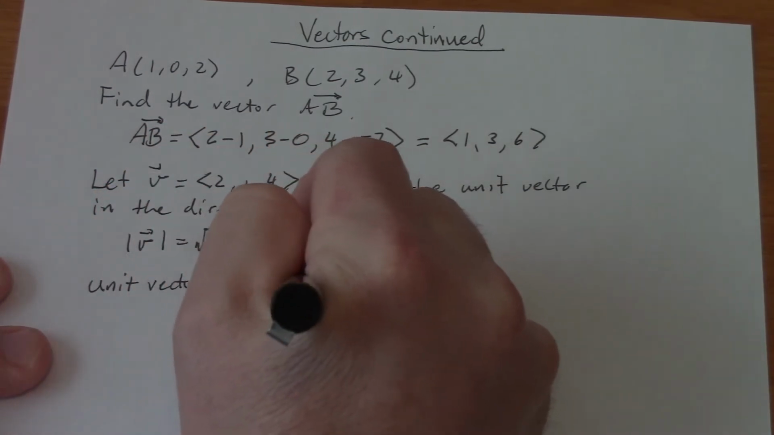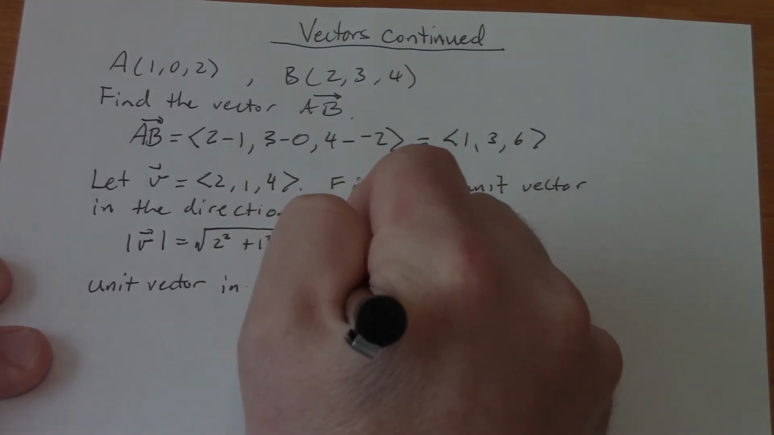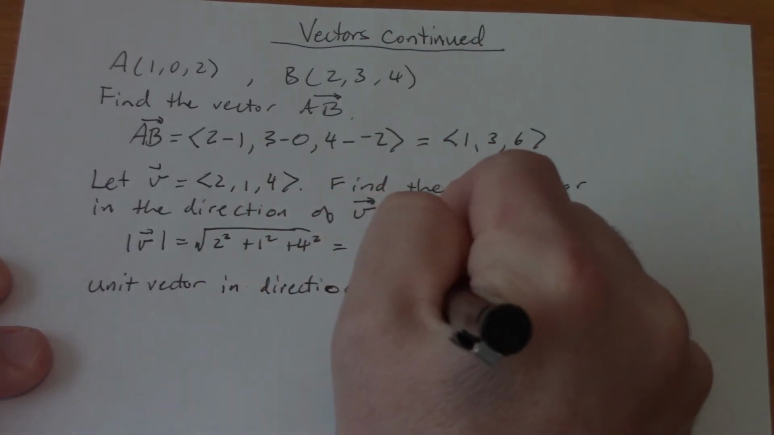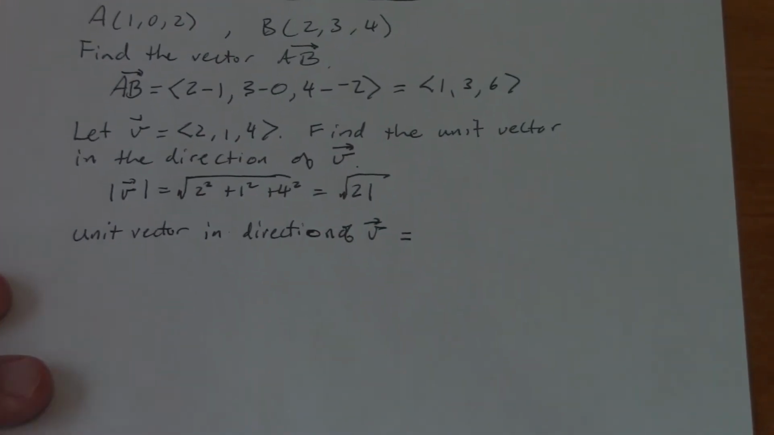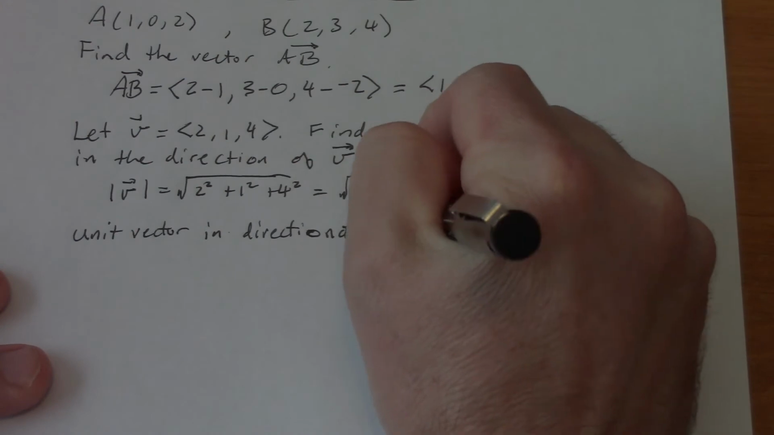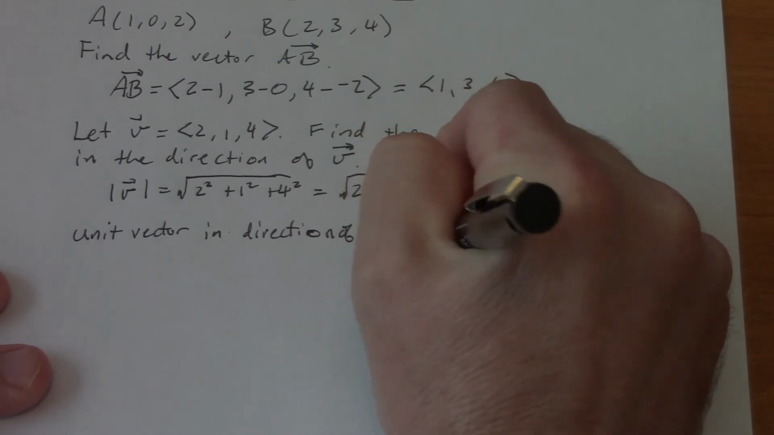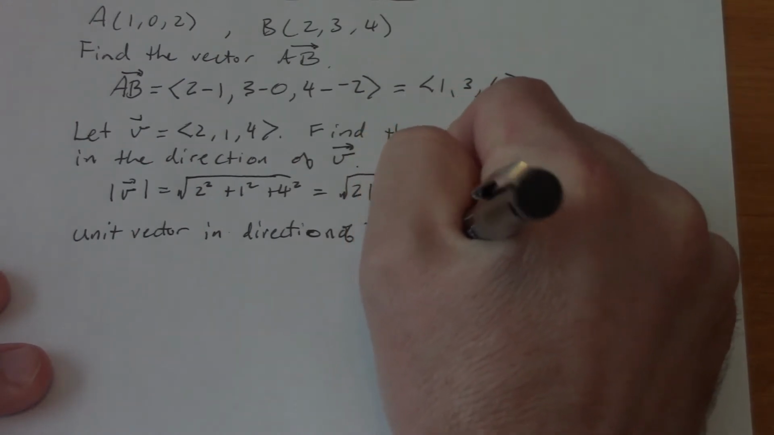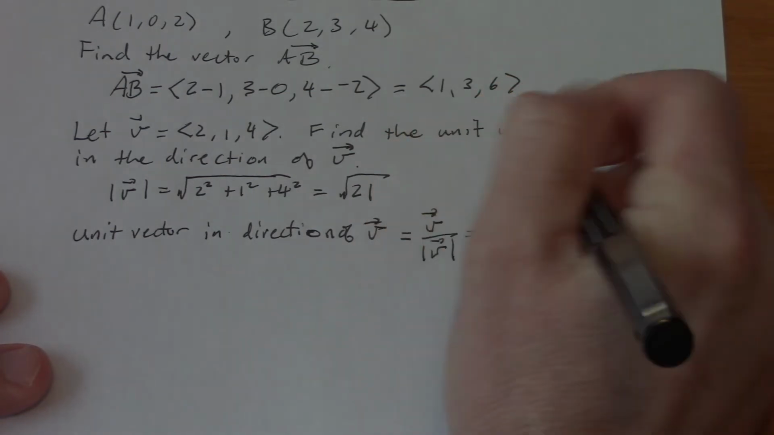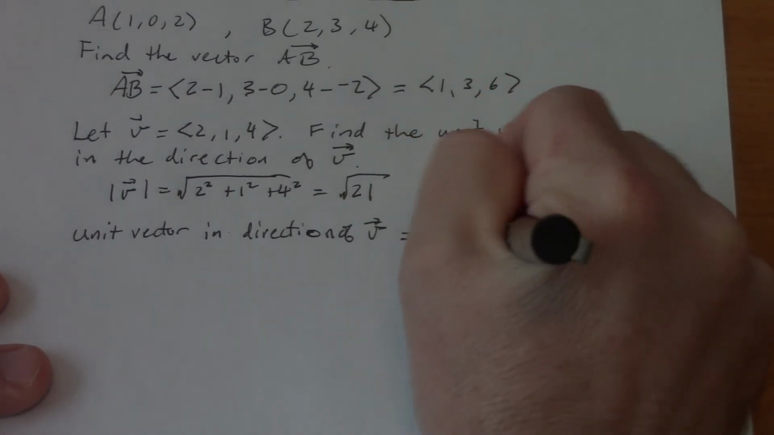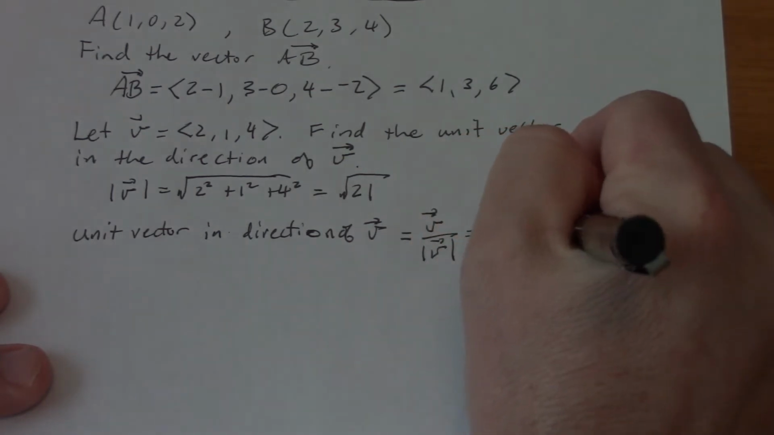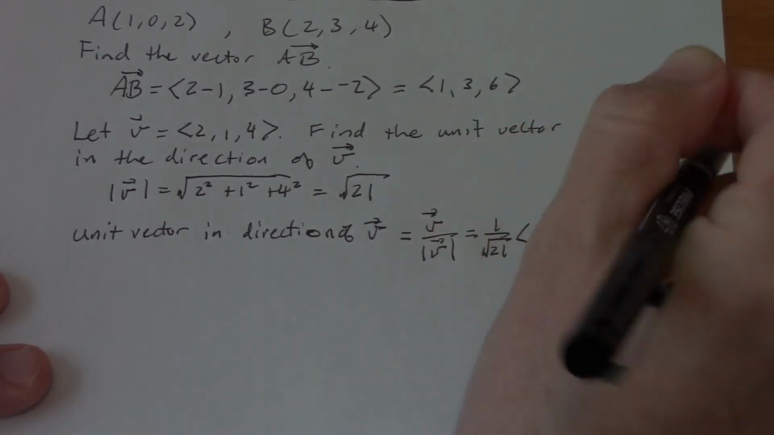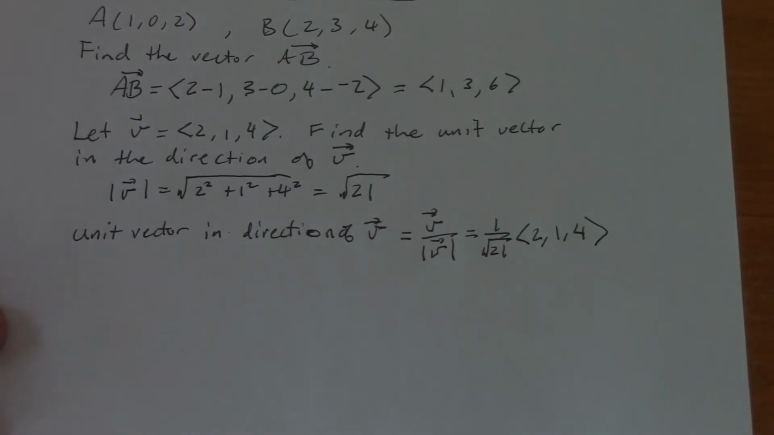The unit vector in the direction of V doesn't really have a special symbol or name. It's just V times 1 over the magnitude. So in this case we can simply say 1 over root 21 times the vector 2, 1, 4. And that's going to be used in a couple places as well.